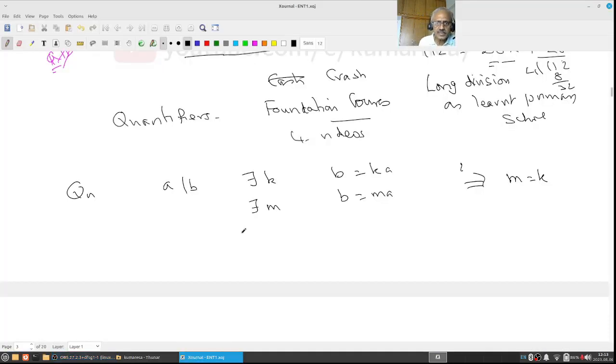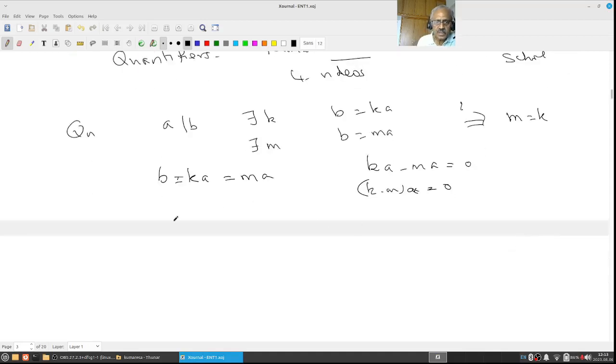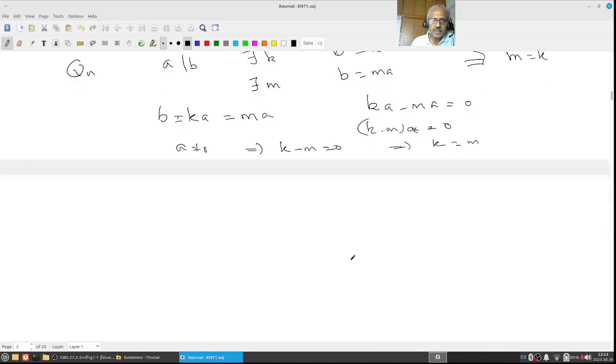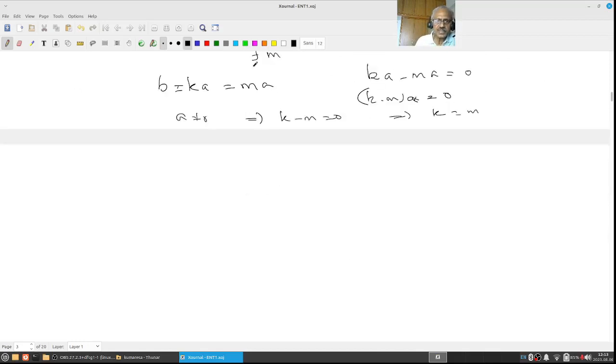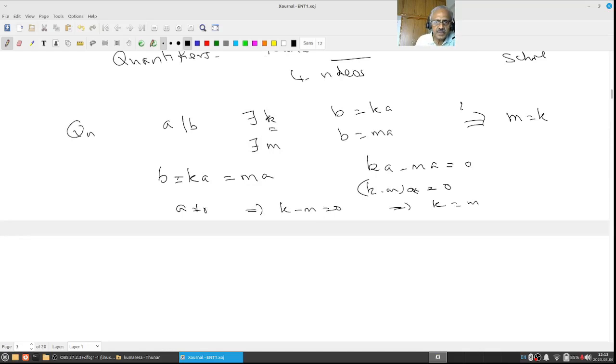Okay, that is very easy. If B equals KA, also equal to MA, therefore I have KA minus MA is 0, that is K minus M into A is 0, right? Now A is non-zero, therefore that means K minus M is 0, that means K equals M. You understand? Therefore such a K is unique.